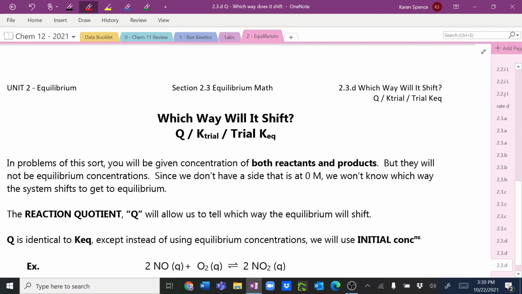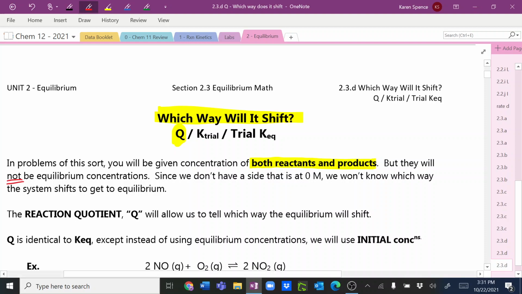All right, this is worksheet 2.3D, and we are looking today at Q, which is a tool we will use to tell which way an equilibrium will shift. In problems of this sort, you're going to be given concentrations of both the reactants and the products. However, these are not going to be equilibrium concentrations.